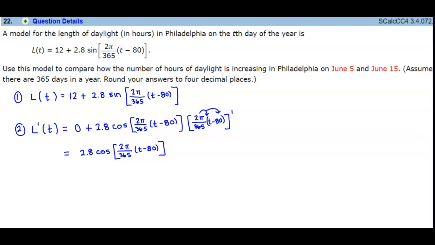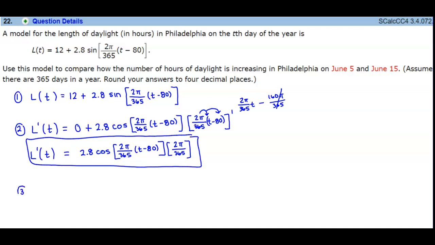If I distributed this, the second term is going to be a constant. When we take the derivative of a constant, it's going to be 0. So technically this is going to be 2 pi over 365 t minus 2 times 80, which is 160 pi over 365, and that gives us 0. And the derivative of 2 pi over 365 t is going to be 2 pi over 365. So therefore this represents the derivative of that function.